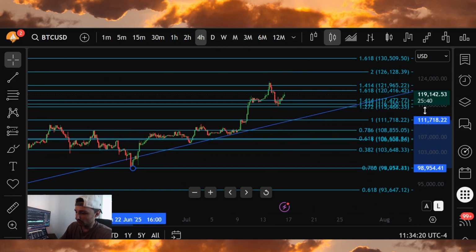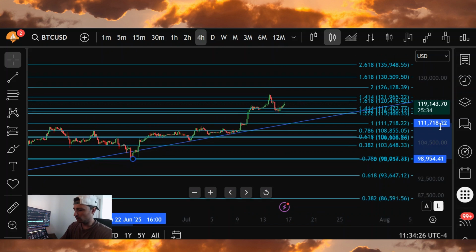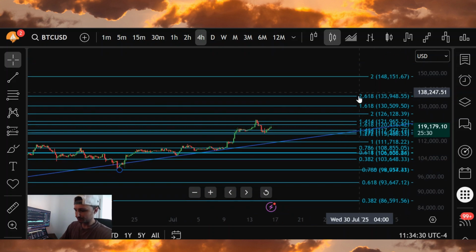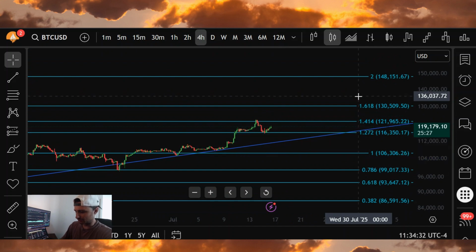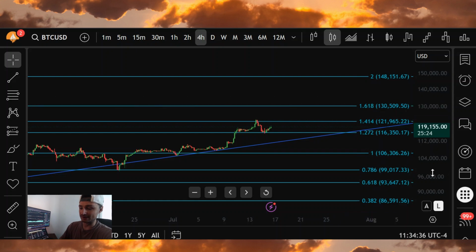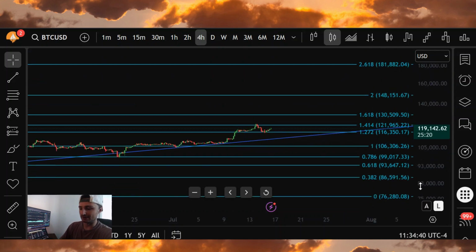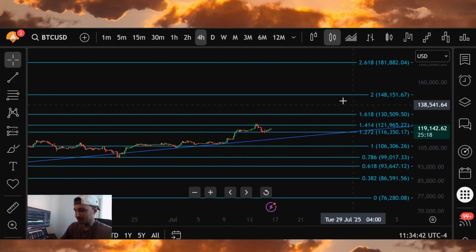So right now, really solid price action, 141 rejection, 127 support, and we're looking like we can probably start to target. There's the 135. But now I wanted to show you there's the 130 on the 161. That's going to be a huge level as well. So watch out for that. 130K to 135K, big resistance.